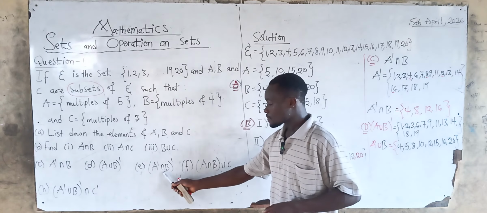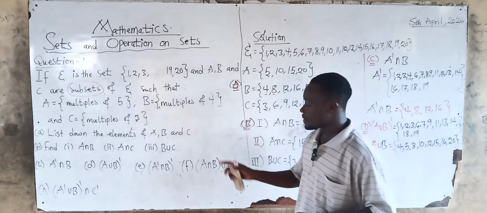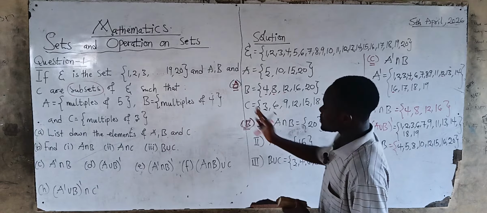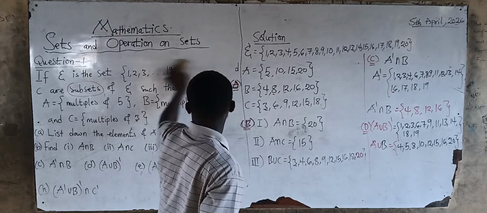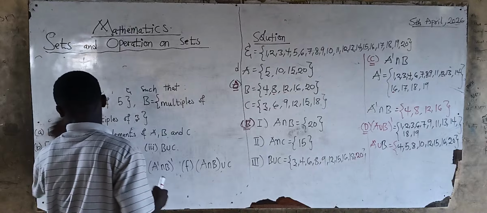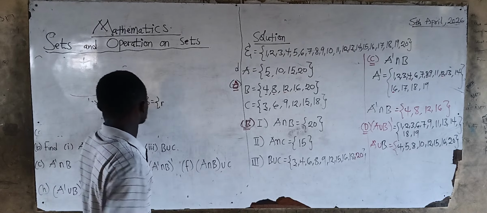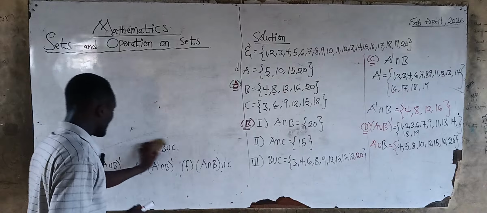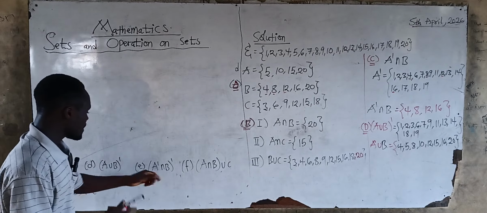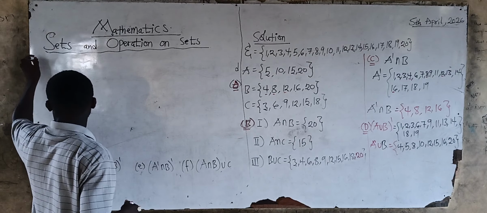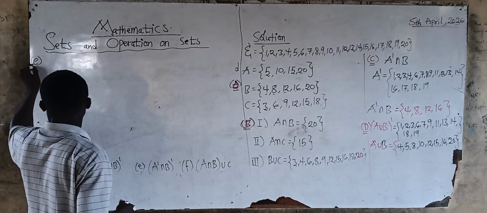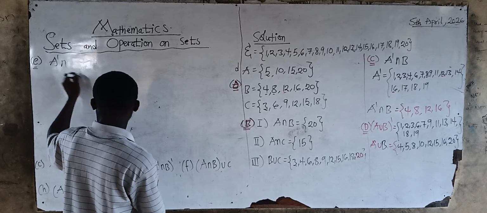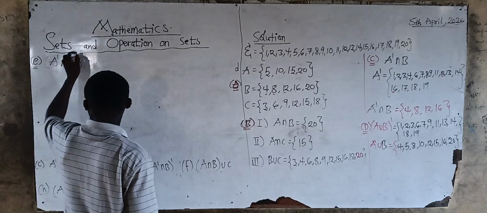Now let's come to A complement intersection B complement. Now that I am done with this part, I can clean here and then I will do it here. We are done with this part also. So we are now at E. The E says that we should find A complement intersection B complement.